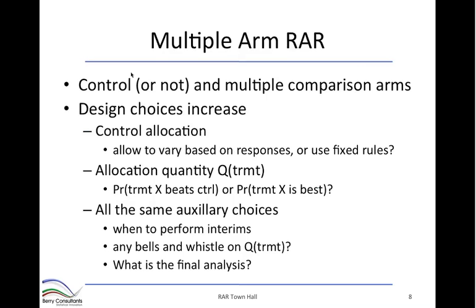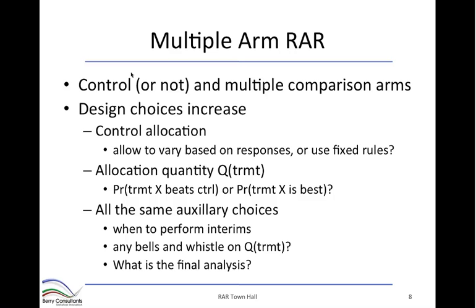In multiple arm studies, you don't have to do that. You've got a choice. Do I want to maintain the control allocation to the study? Do I want to decrease it? You actually have the option of increasing the control allocation, which has some advantages as well. Again, in multiple arms, you have to decide what's going to drive the adaptations. You could base it on the probability each treatment beats the control. You can also do it on the basis that each treatment is the best, and those are going to give you different emphasis. And of course, all the same auxiliary choices.